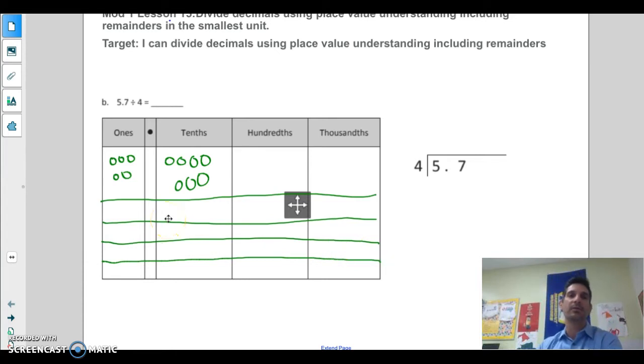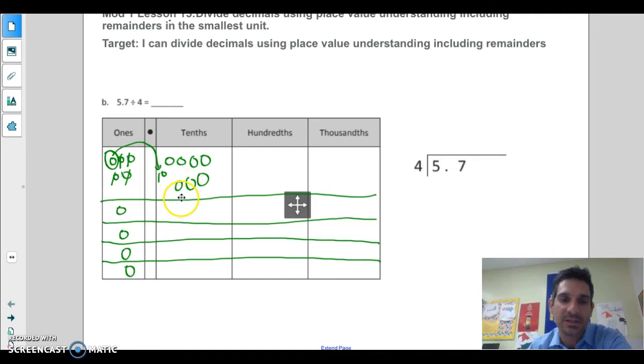So now, 4 goes into 5 one time. So I'm going to put a 1 here, a 1 here, a 1 here, and a 1 here. How many did I use? I used 4. So I have 1 whole left over. That 1 whole is going to come over to the tenths. That is equivalent to 10 tenths, right? 1 whole is equal to 10 tenths. So instead of making 10 dots, I'm just going to put a 10 here. Now I have 10, 11, 12, 13, 14, 15, 16, 17.